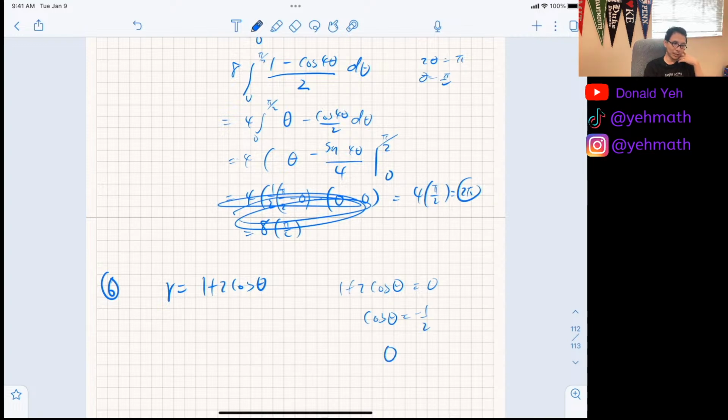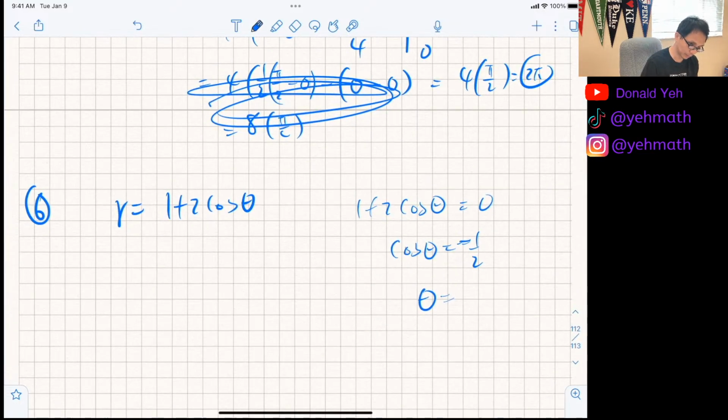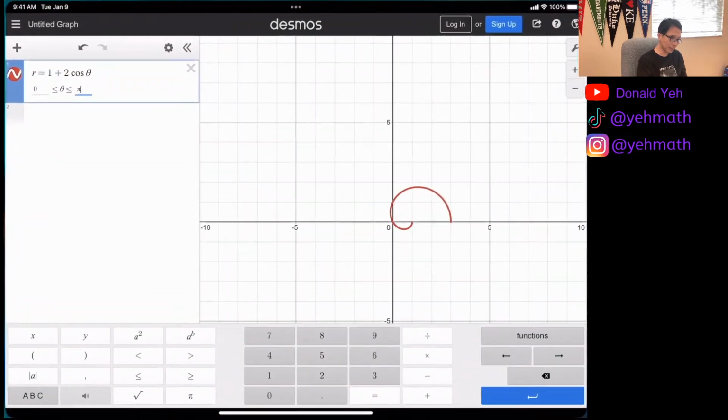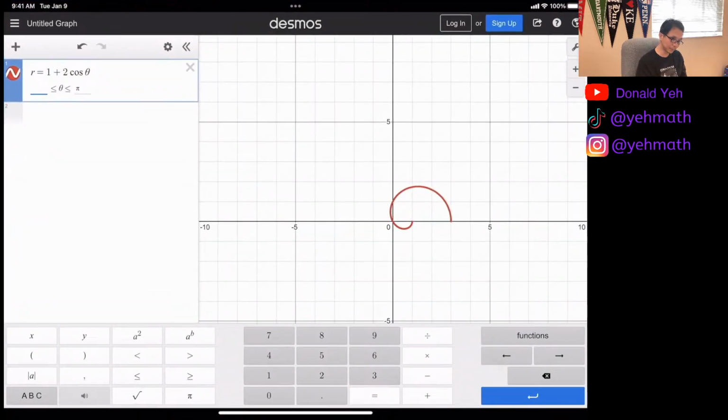Okay, so when does cosine theta equal negative half? When cosine is exactly... 2 pi over 3. No, negative half. 2 pi over 3, and then what? 4 pi over 3? Okay. Or negative 2 pi over 3. It's just easier to try to graph that first. Let's just say between 2 pi over 3 and 4 pi over 3.